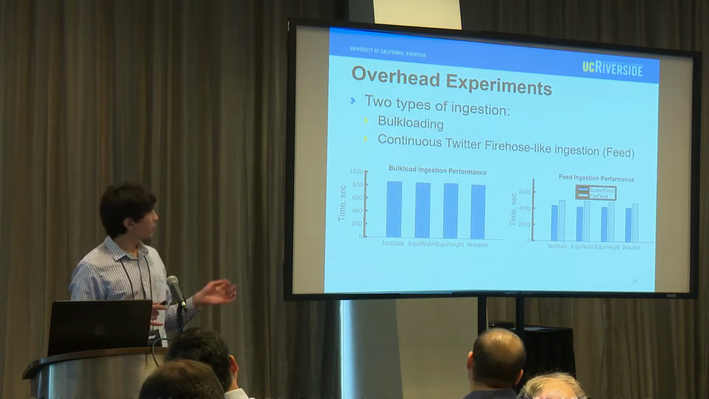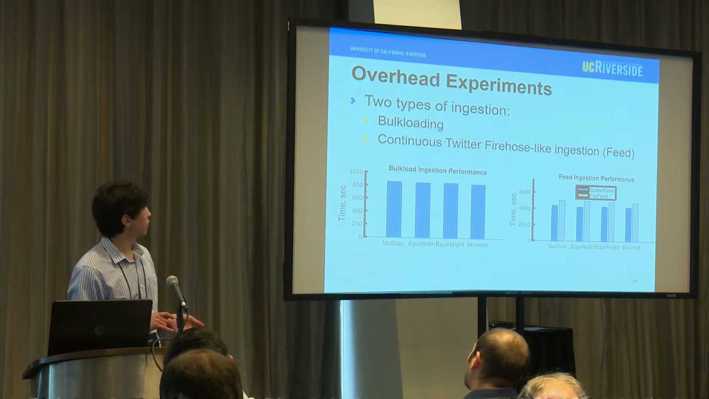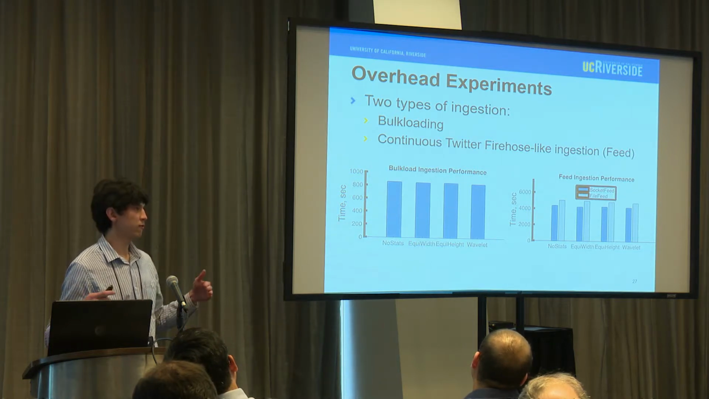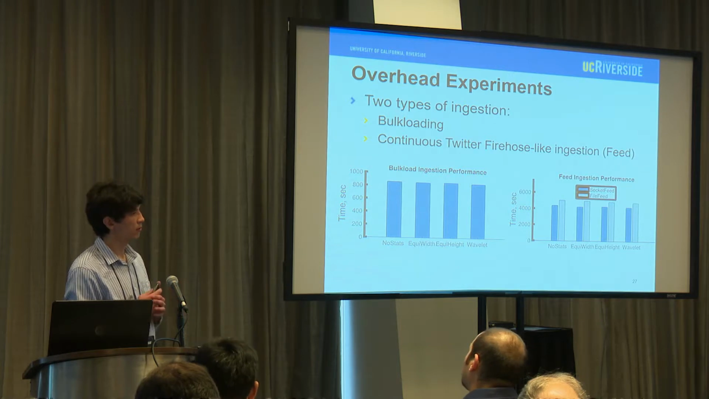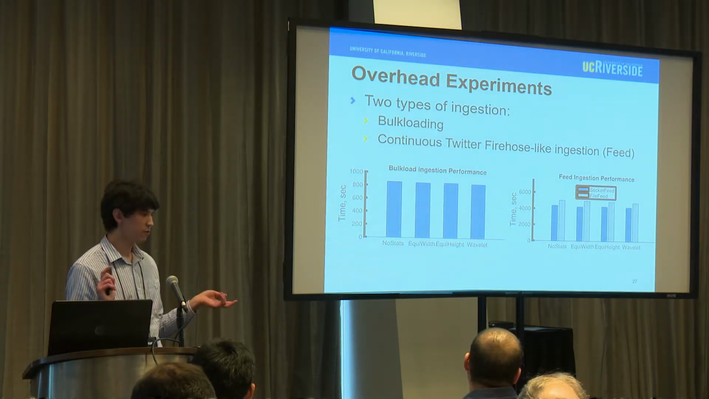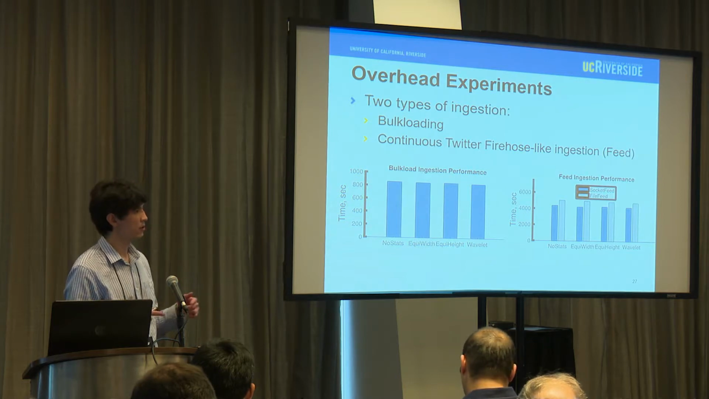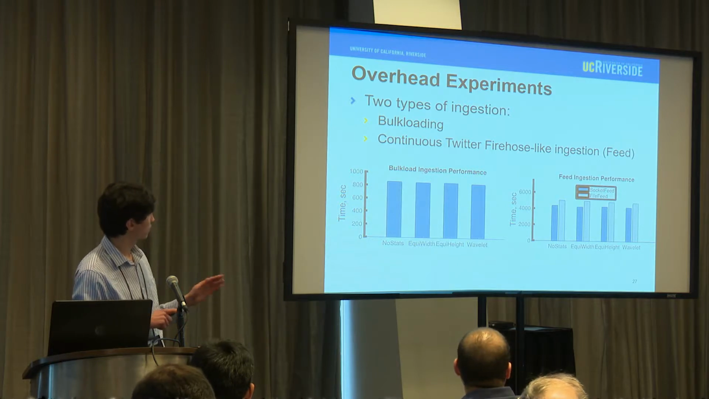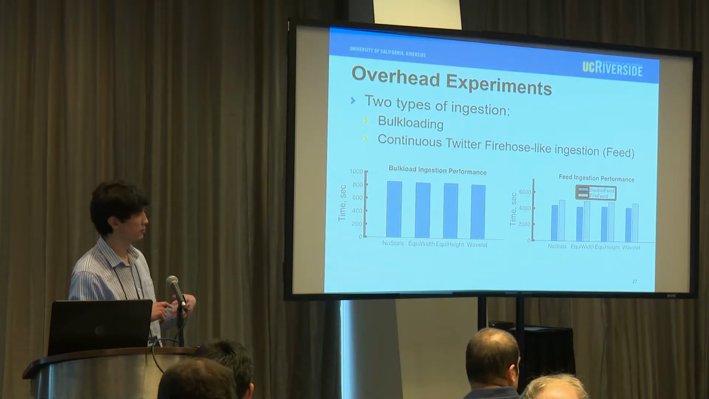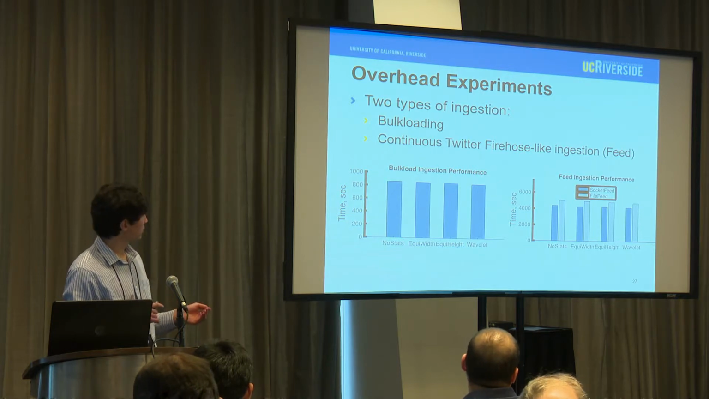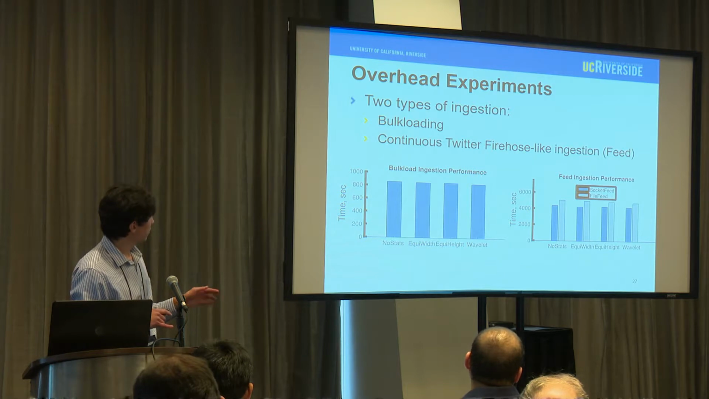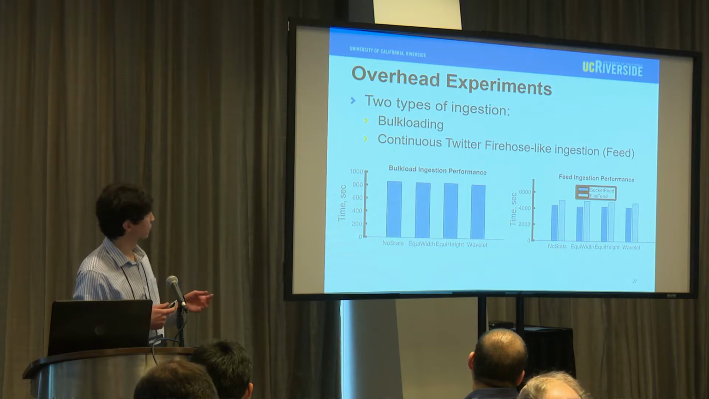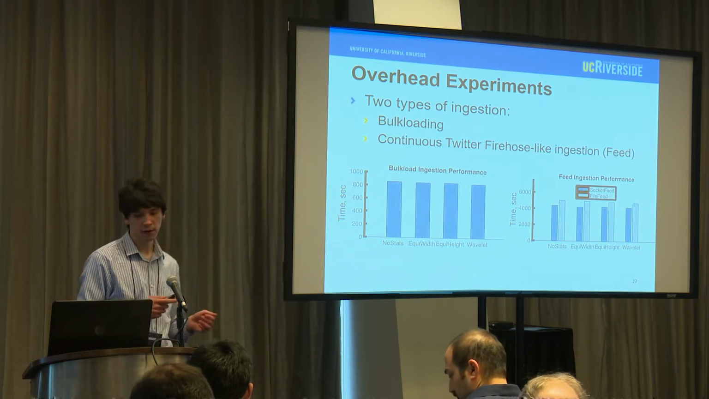So this shows the overhead experiments. We had two different types of workloads for our ingestion. The first is bulk loading, creating the index from scratch, kind of creating the B-tree in a bottom-up fashion. And we also have a continuous feed which inserts entries one at a time, top to bottom. We had two versions of those with two different sources: one is a network socket, and the other is a file on the disk. And you can see that none of the statistics collection algorithms introduce any overhead in both cases, both for bulk loading and for feed ingestion.